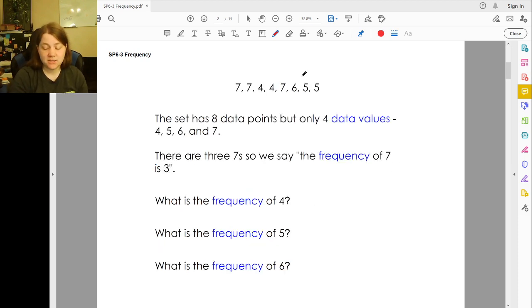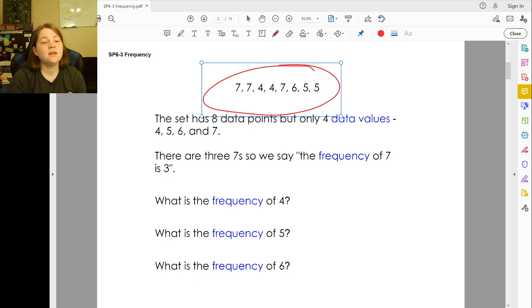We have this group of numbers up here. The set has 8 data points: 1, 2, 3, 4, 5, 6, 7, 8. Essentially, it has 8 numbers. But there's only 4 data values: 4, 5, 6, and 7, because they're repeated. There are 3 sevens. You can see 1, 7, 2, 7, 3 sevens. So we say the frequency of 7 is 3.